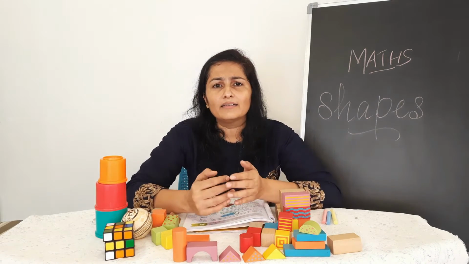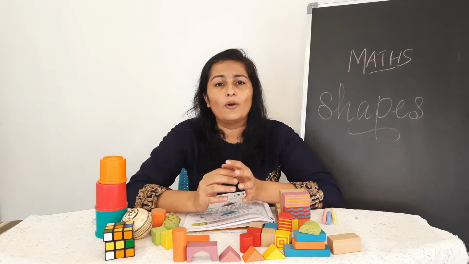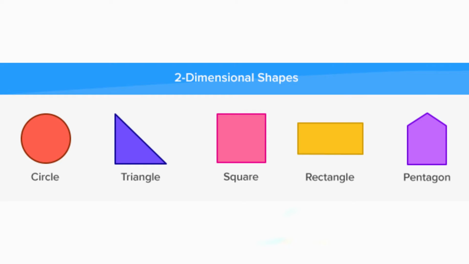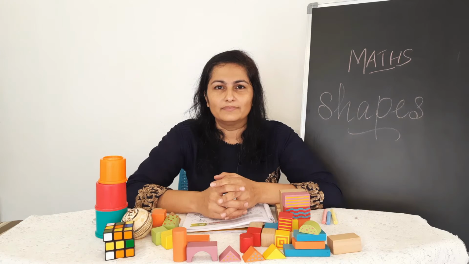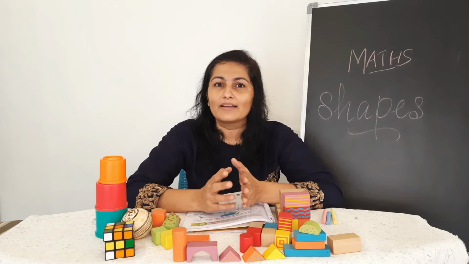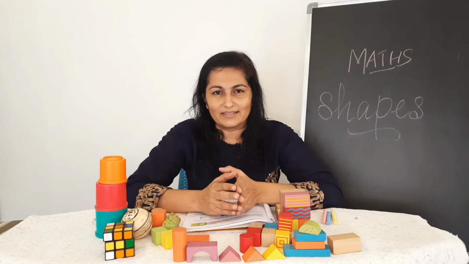There are a few shapes which are very commonly seen as 2D shapes: squares, rectangles, triangles and circles. They are the most common 2D shapes. We have all learnt about them right from our lower classes.